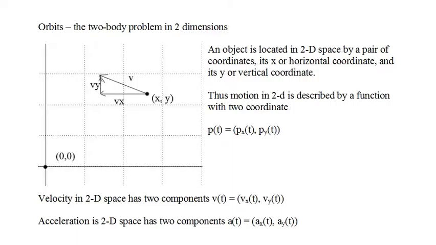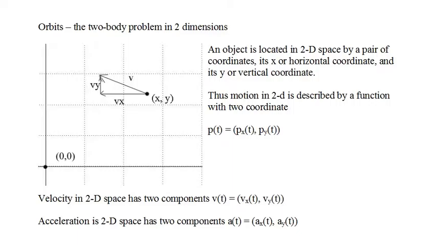Consider the two-body problem in 2 dimensions and the calculation of orbits. An object is located in 2D space and on a 2D graph by 2 coordinates, the x or horizontal coordinate and the y or vertical coordinate. So a position function must specify an object's x coordinate and y coordinate and can be written as shown with 2 components, px of t and py of t.